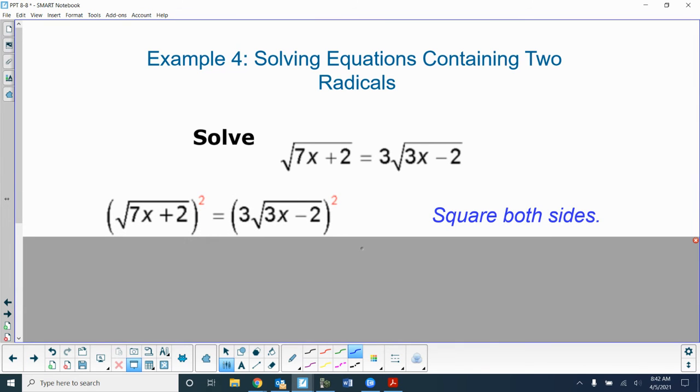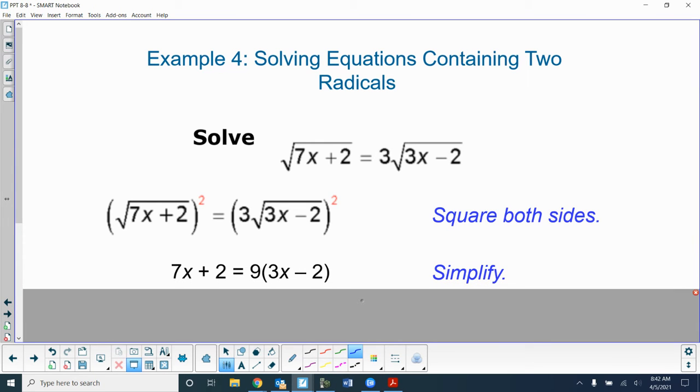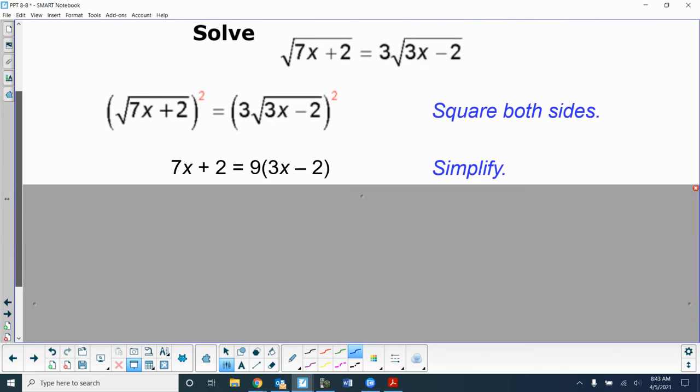So, what's the left side? So, 2. What's the right side then? 9 and times what? 3x minus 2. So remember, you're going to square the 3 outside also, which is a 9. So now what do I have to do with that 9? Distribute it, right? Making sense?